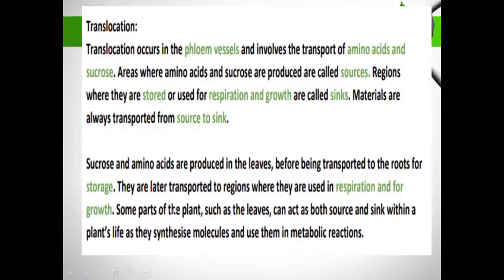So I think the last topic is translocation, which means the transportation of amino acids and sucrose through the phloem vessels. This was the last topic of this chapter, topic number 7. Translocation is carried out by the phloem vessels.